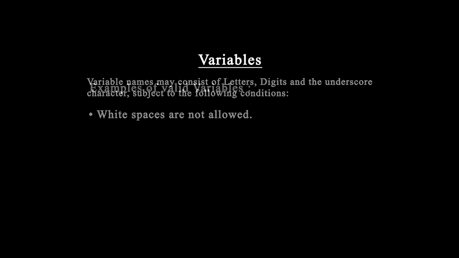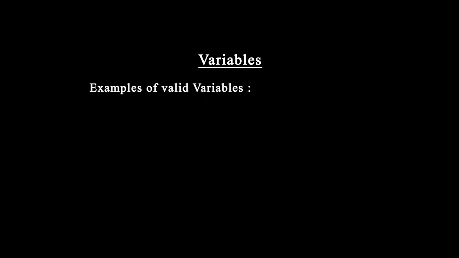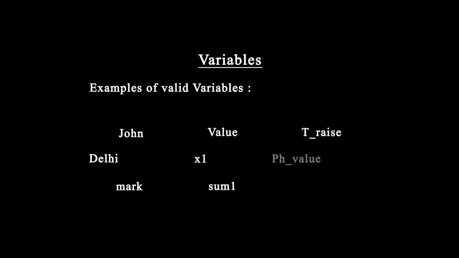Some examples of valid variable names are John, Delhi, Mark, value, x1, someone, t_raise, ph_value, distance. You saw here that in t_raise I have given an underscore instead of white space. If I had given a white space in between, then it would be an illegal variable. So instead of white space, I've used underscore.